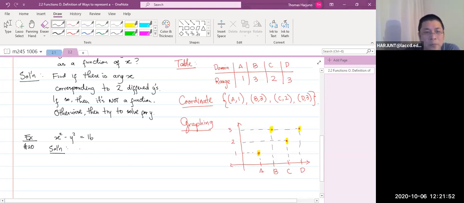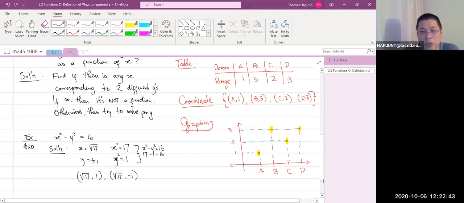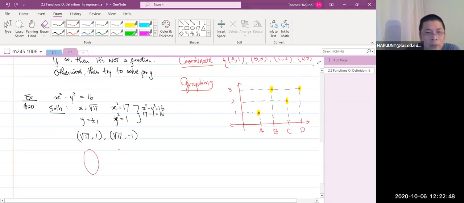I can show you this, for example. When x equals, let's say, square root of 17, so x squared equals 17. If your y is 1, then y squared equals 1. Therefore, 17 minus 1 equals 16. Now, if you replace your y by -1, it will work the same way. So square root of 17, comma 1 satisfies that equation. However, square root of 17, comma -1 also satisfies that equation. If you imagine the mapping, it means square root of 17 corresponds to 1 and -1, so it is not a function.